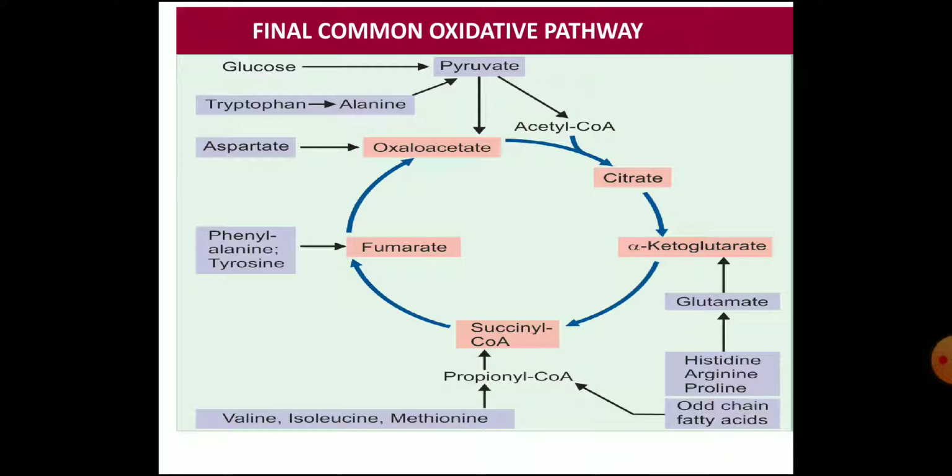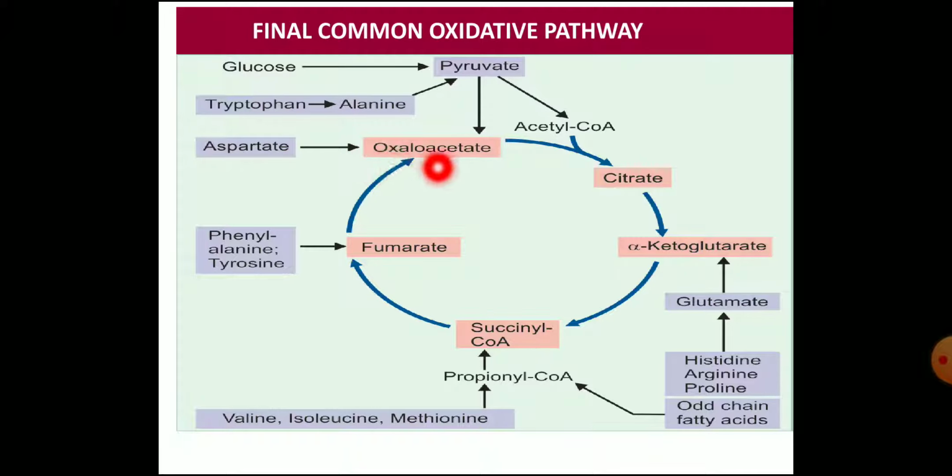So you can see various biomolecules entering the pathway and getting oxidized. So here glucose through pyruvate can be converted either to acetyl coenzyme A or to oxaloacetate. Then tryptophan through alanine forms pyruvate by transamination. Then it is converted to oxaloacetate and enters. Then aspartate is transaminated to oxaloacetate. You have studied what is transamination, where the alpha amino group of aspartate is given to a keto acid to form another amino acid and a keto acid.